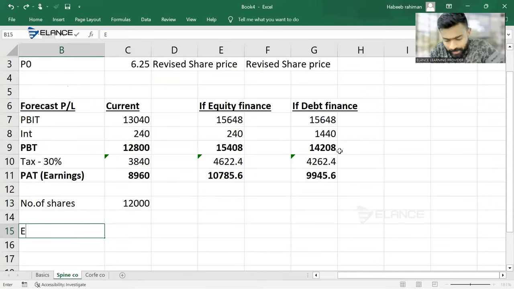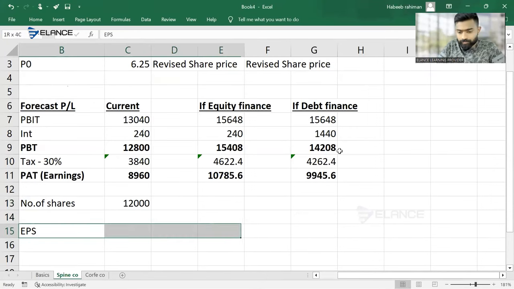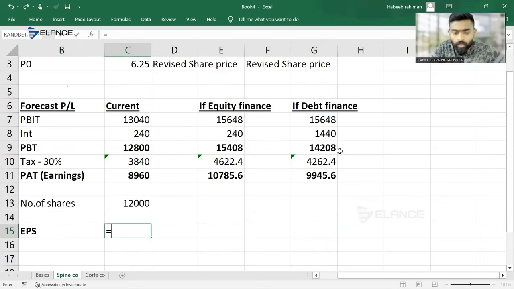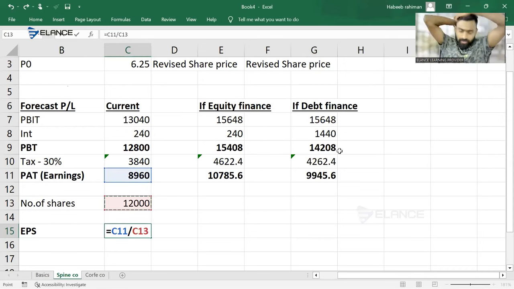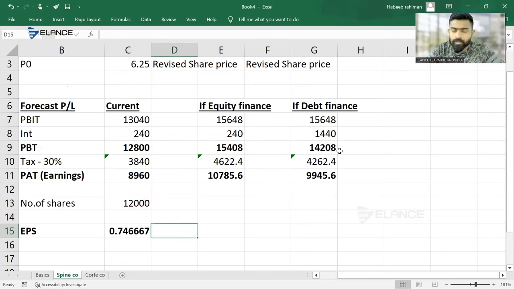So the current EPS is equal to earnings divided by number of shares. Current EPS is earnings divided by number of shares. So current EPS is 0.74.